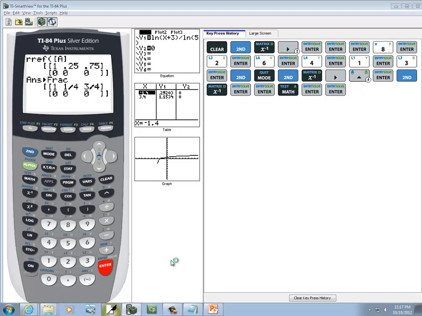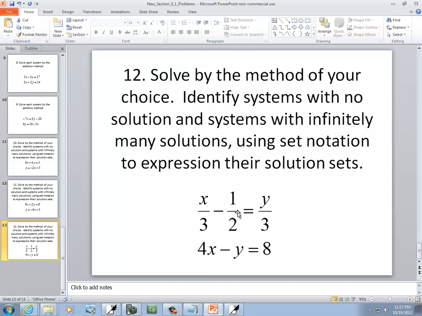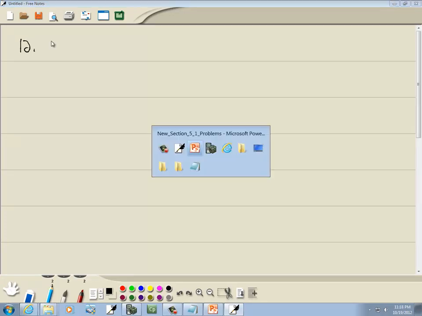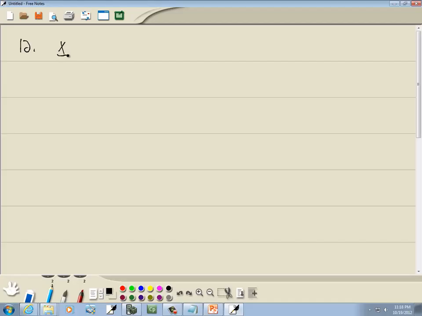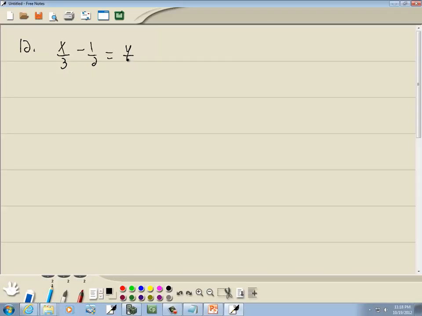And tablet blew up again, so let me bring up a fresh one. There we go. And let's take a look at our last problem here. We got 12, and we got x over 3 minus 1/2 equals y over 3, and 4x minus y is equal to 8.